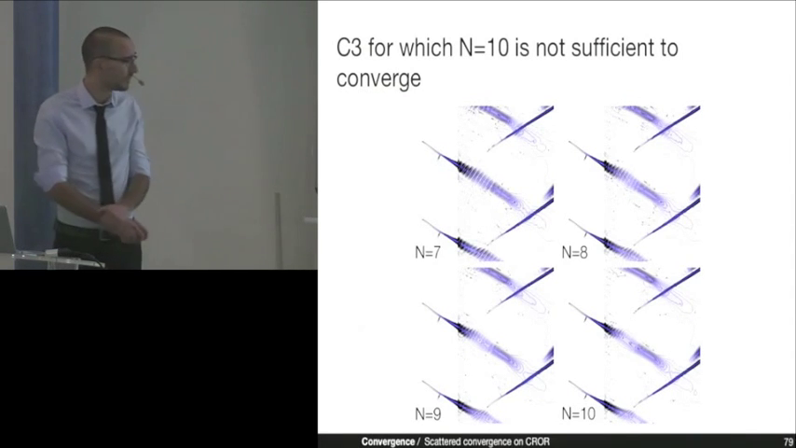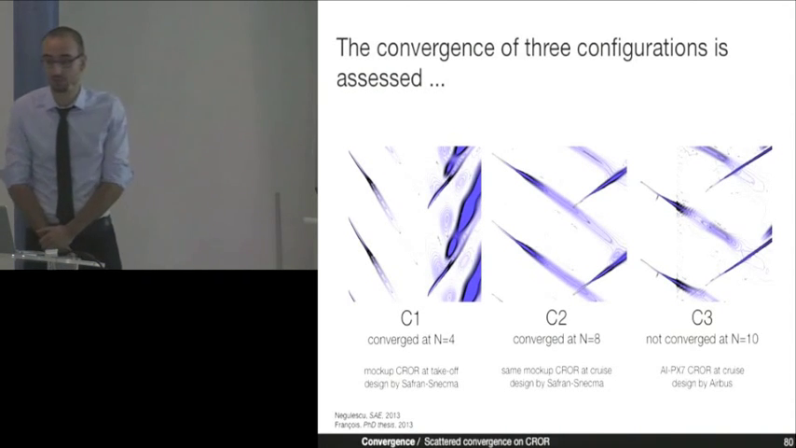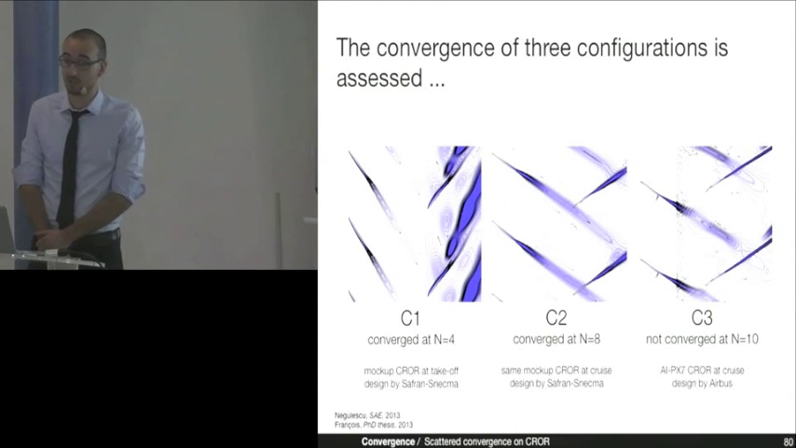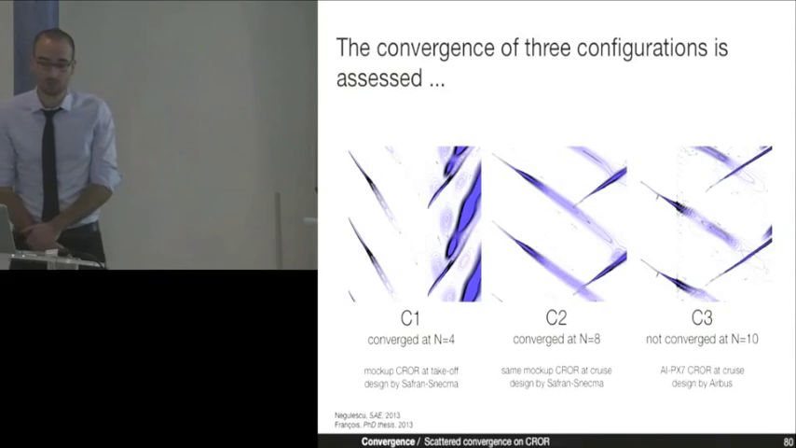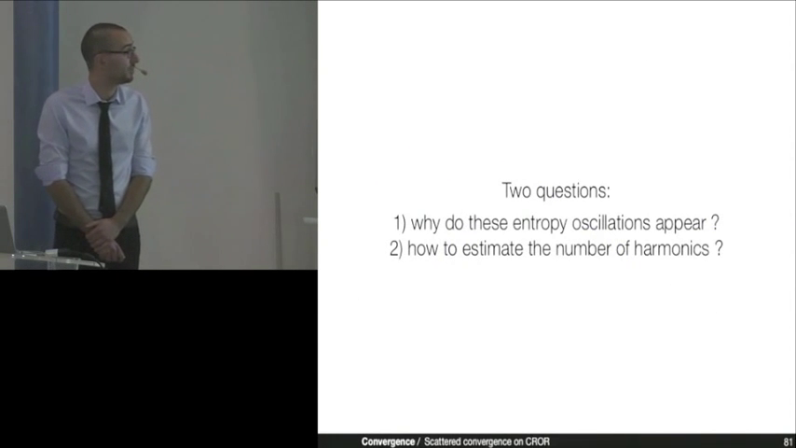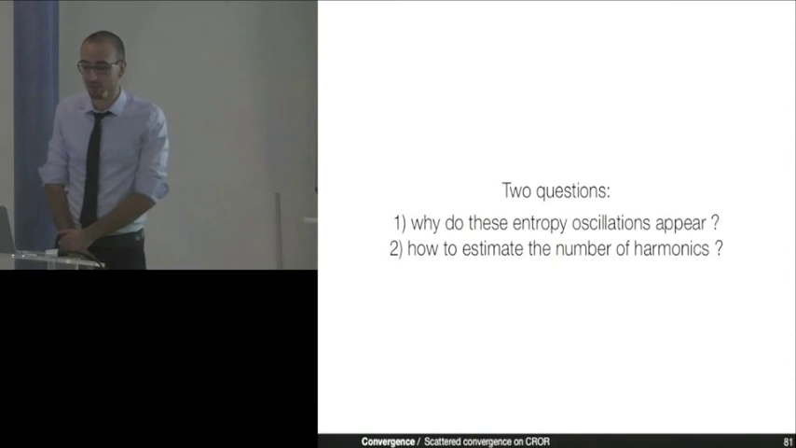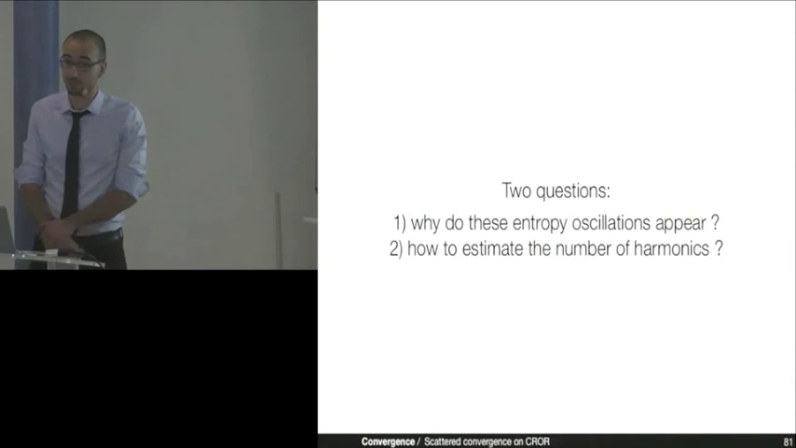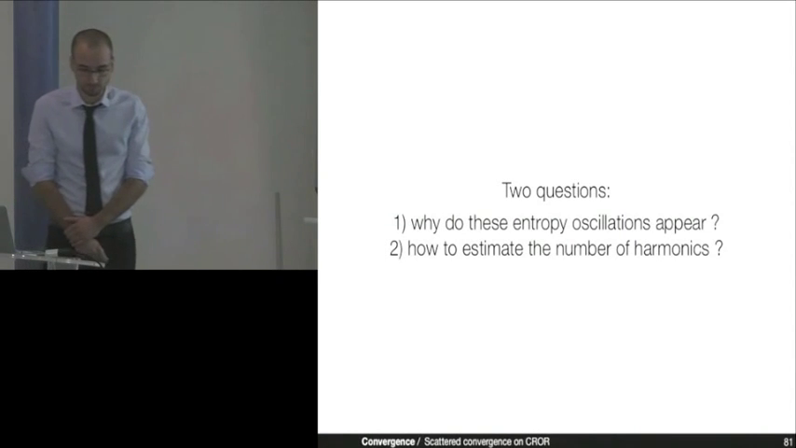So back to our three configurations, we can see that the first configuration converges at n equal 4, the second converges at n equal 8, and the third is still not converged at n equal 10. So there are actually two questions that emerge. First, why do these entropy oscillations appear? And second, how to estimate the number of harmonics required to compute a given configuration.